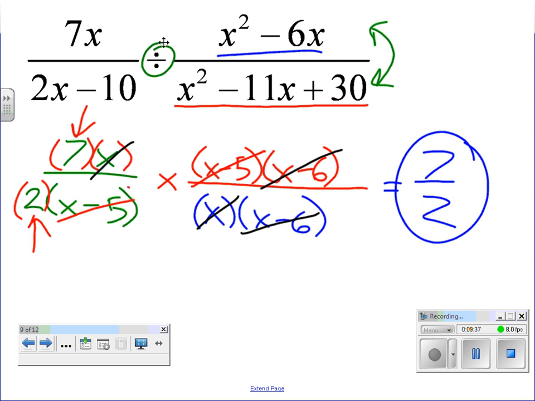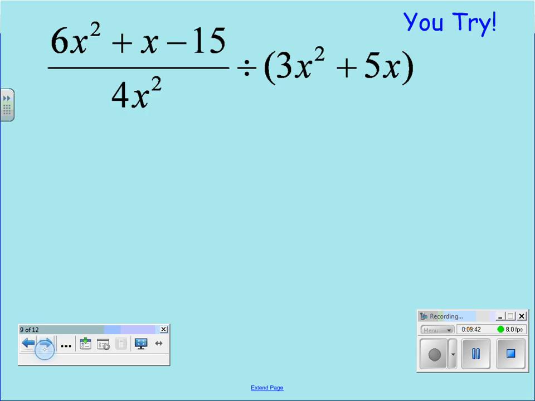What we're looking for there is on division problems, flip the back half of the problem. Multiply by the reciprocal. All right, and this last problem here I want you to try for our next lesson, and we'll go from there.